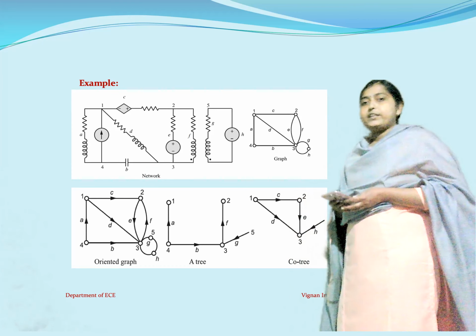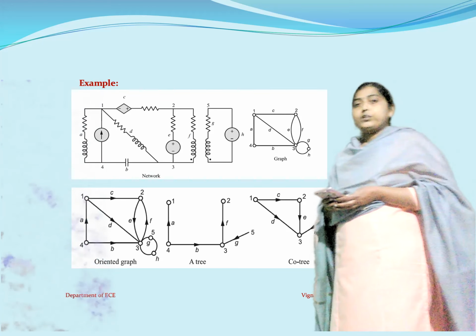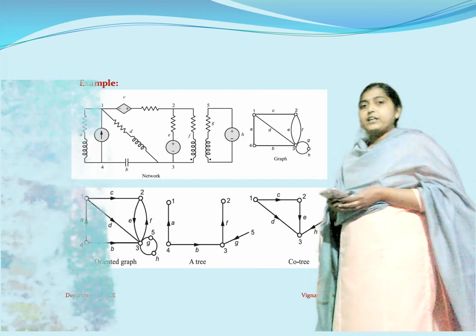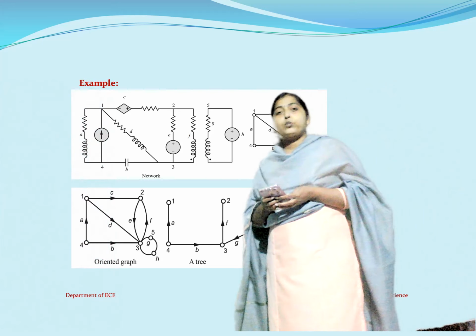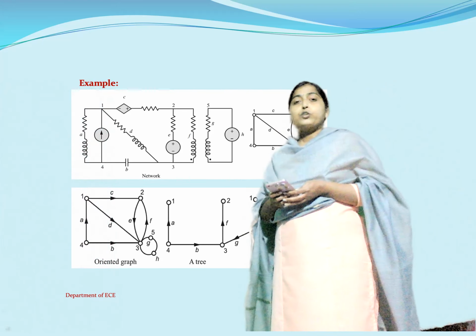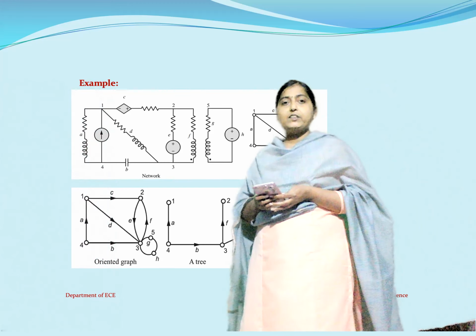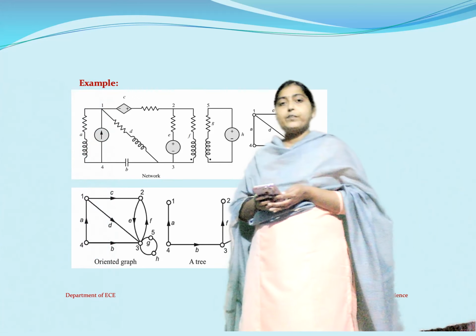Then this we call an oriented graph, because this particular diagram shows the directions of the branch currents. Apart from that, if you see here, there are 1, 2, 3, 4, 5, 6 nodes. And the number of branches that we have is 1, 2, 3, 4, 5, 6, 7, 8. So there are 8 branches.